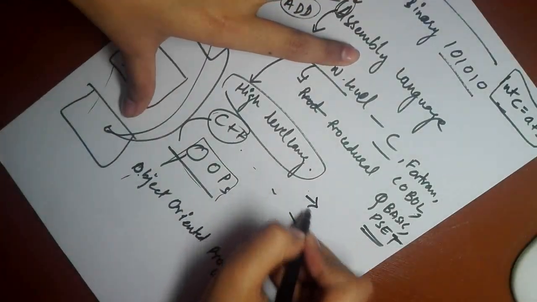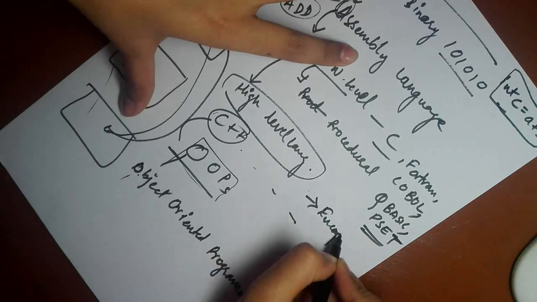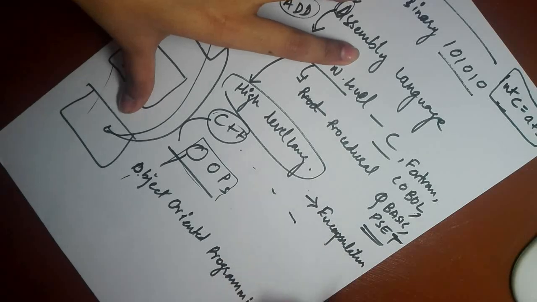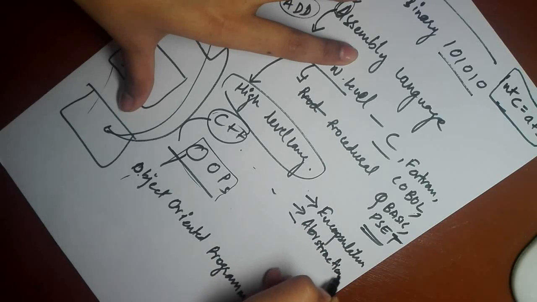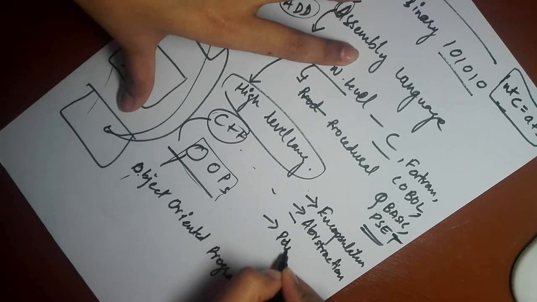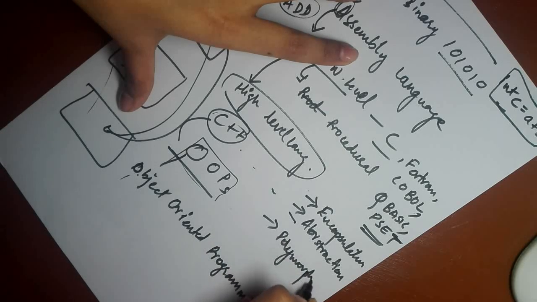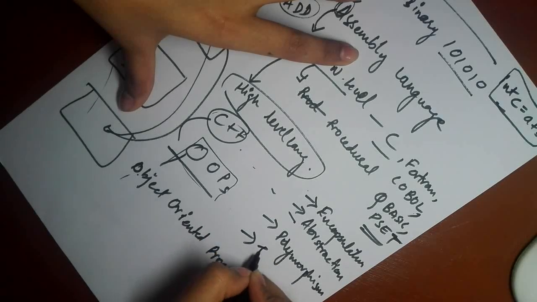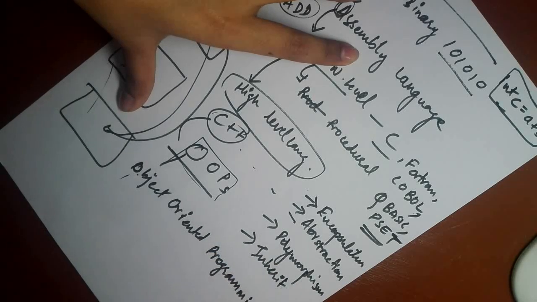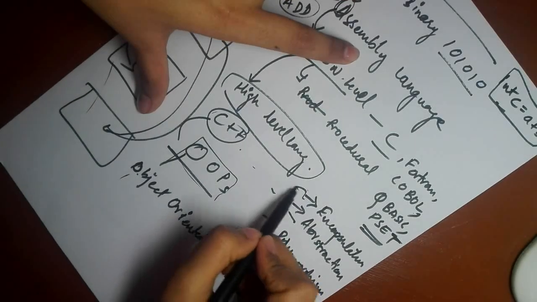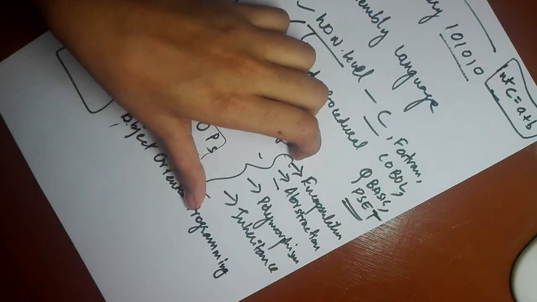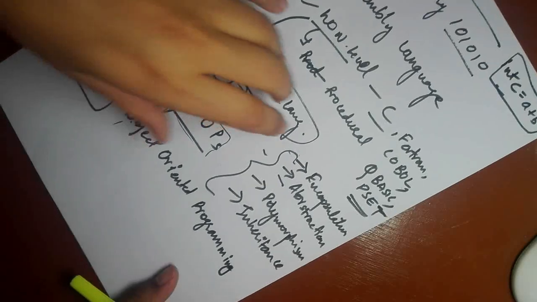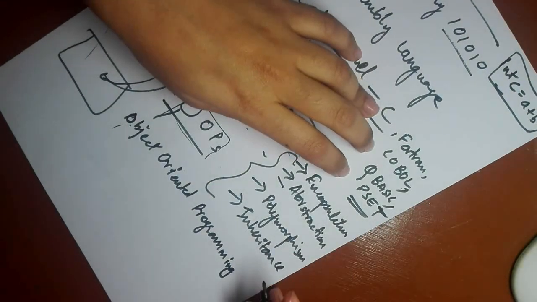Some of the basic ones are encapsulation, abstraction, polymorphism, inheritance, and I don't know if I'm forgetting anything. Let me see. So these are the very basic principles of OOPS, alright? Because they are the heart and soul of the language, and this is why people prefer it.